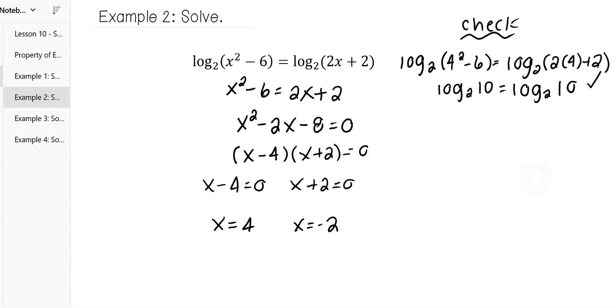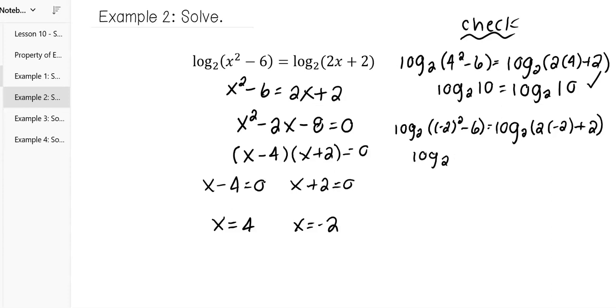Now let's check the -2. So log base 2 of (-2) squared minus 6 equals log base 2 of 2 times -2 plus 2. All right. (-2) squared gets me a +4. 4 minus 6 gets me a -2. Okay. 2 times -2 gets me -4. -4 plus 2 gets me a -2.